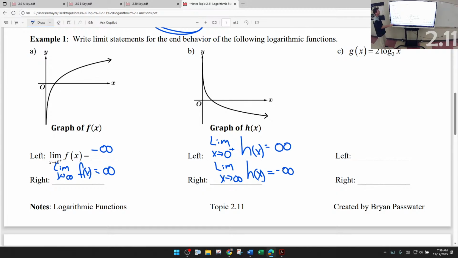Okay. This last one, they did not draw me a graph. So you need to somewhat picture what this graph is. This graph is not shifted left or right. How do you know it's not shifted left or right? There would be a value with the x, right? If it's with the x, that shifts it left or right. Opposite of what you think.